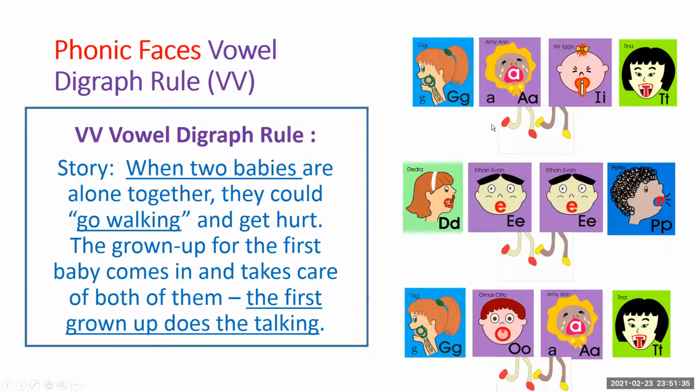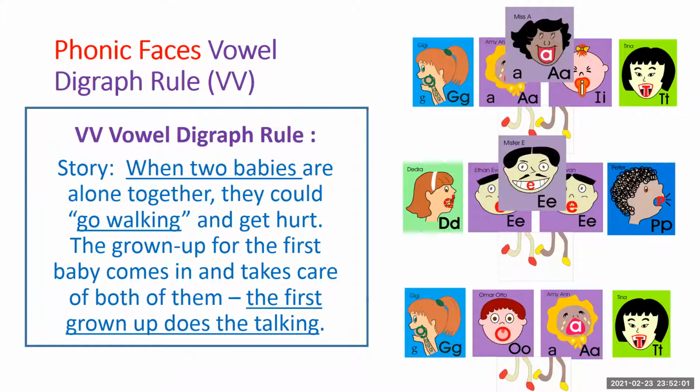So we see our first pair up here, g, a, it. But instead of saying g, a, it, we say gate. The first grown-up takes care of both of them and does the talking. Same thing with the second one, d, e, ep. The two babies try to go walking, so the first grown-up comes in and does the talking, deep. The last example, we've got g, o, at. But instead of the two babies going for a walk, the first grown-up comes in and takes care of them, goat.